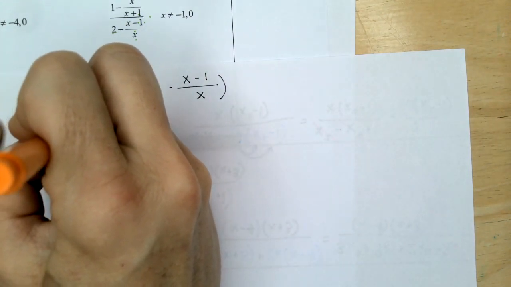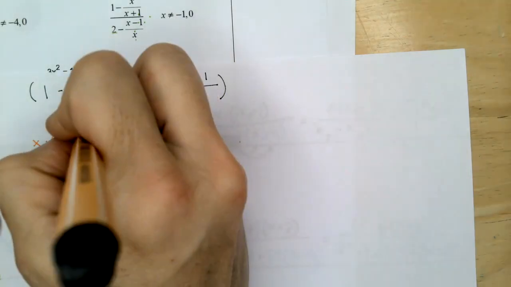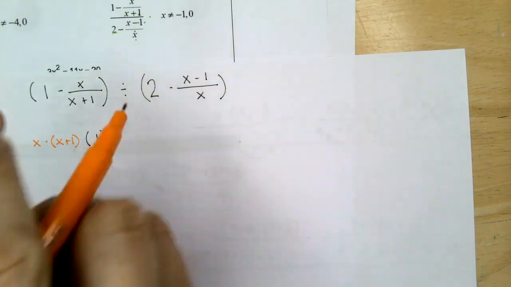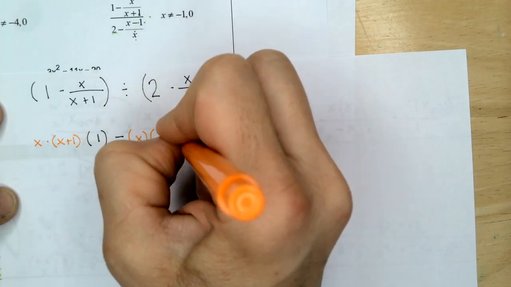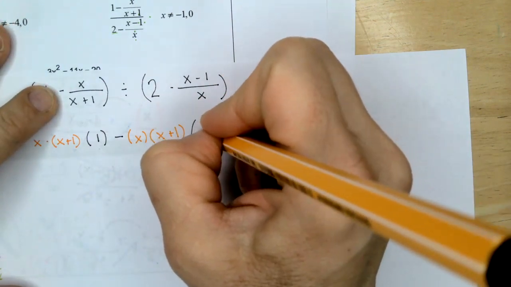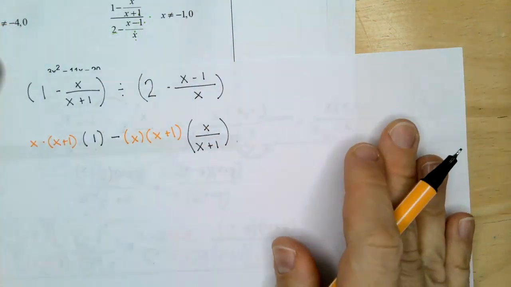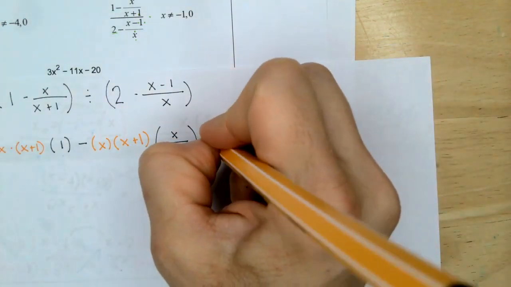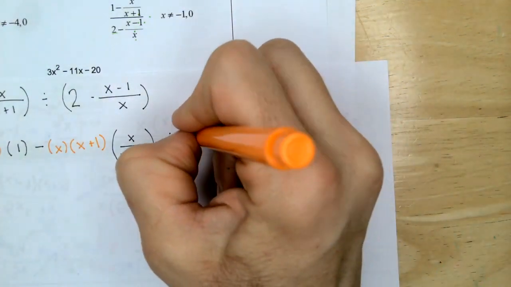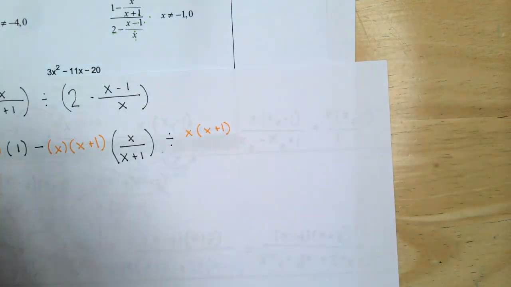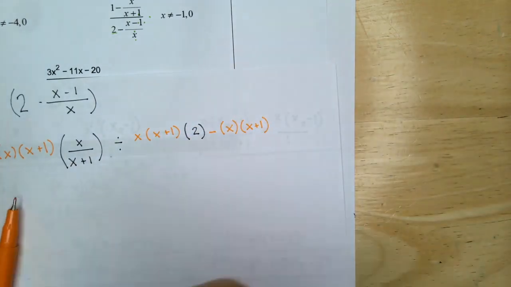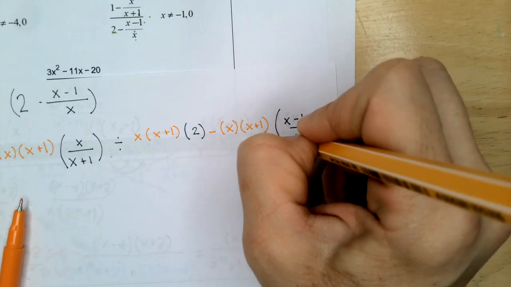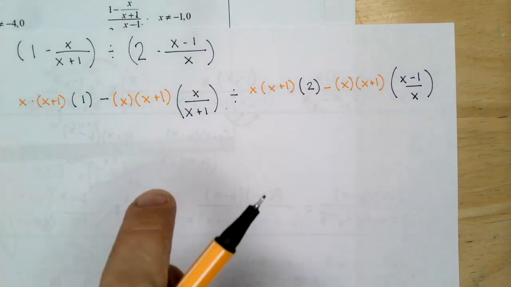x times x plus 1 times 1, right? Minus that same x times x plus 1 times x over x plus 1, divided by x times x plus 1 times 2, minus x times x plus 1 times x minus 1 over x. Okay, so that's all of it, but now I'm getting rid of the x plus 1 and I'm getting rid of the x.